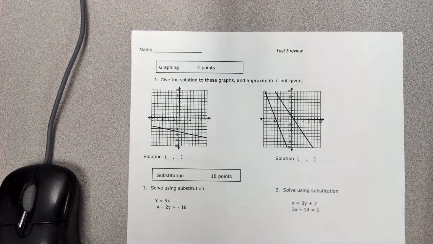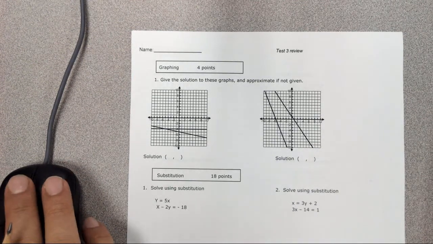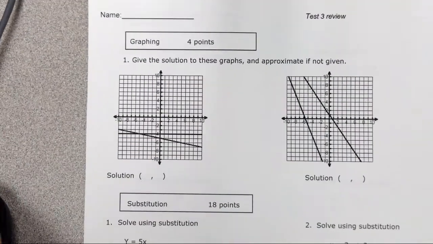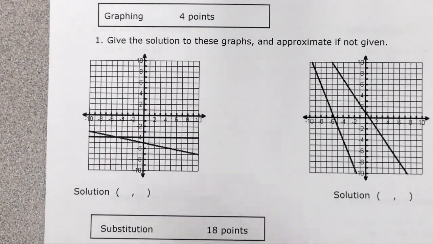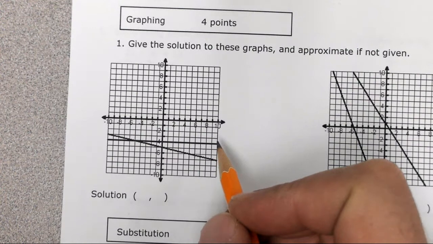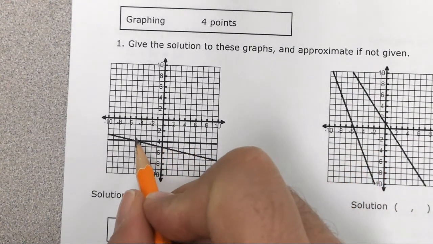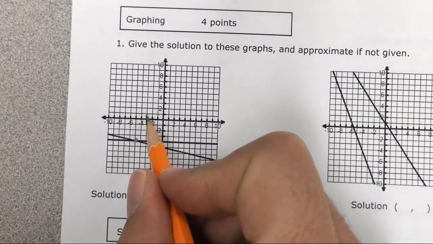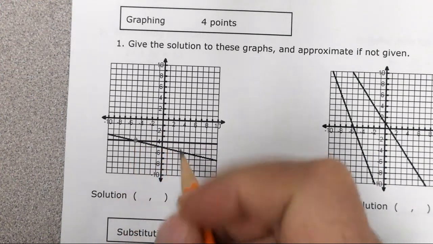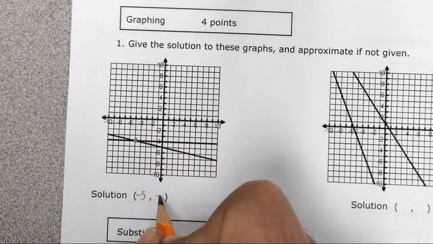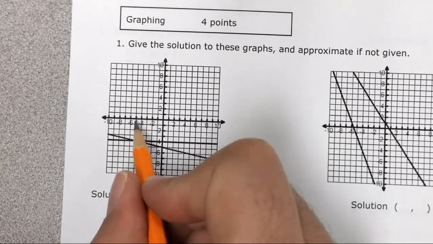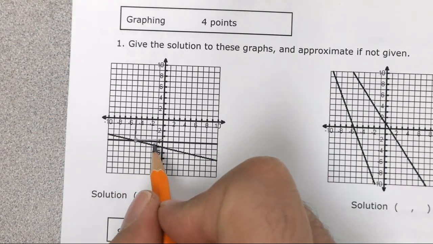Okay, the test is going to be on Thursday, and this is the review. First, we're going to start with the graphing. That's going to take 4 points on the test. And whenever you're asked to graph and find solution, you're actually looking for the point of intersection. In this case, the point of intersection looks like a -5, -4. Because on the x is -5, on the y is -4.